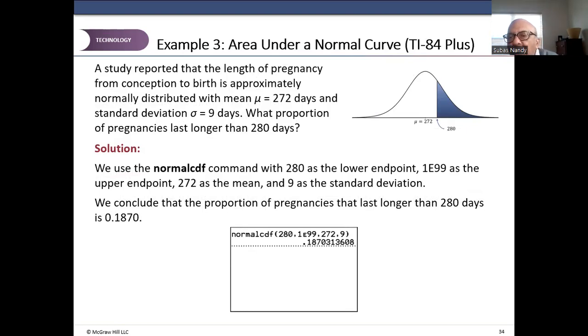Now the lower is no longer minus 1 E99. We always start from the left to the right. My lower is now 280 as shown in the diagram. So I type in for the lower 280.